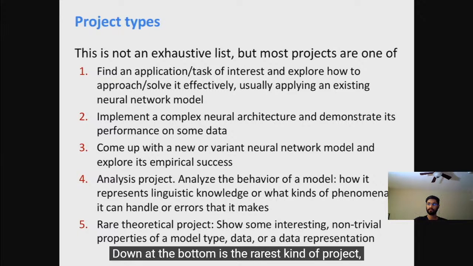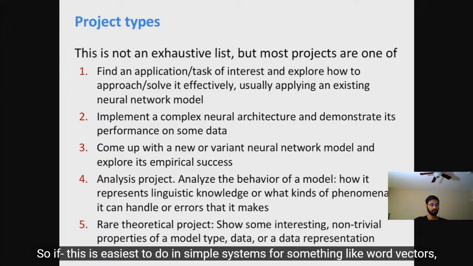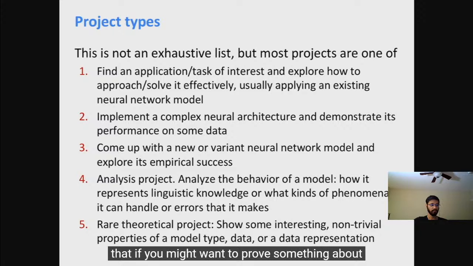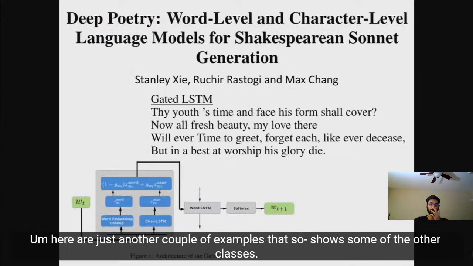Down at the bottom is the rarest kind of project, when some people try to do something theoretical, which is to prove some properties of a system. This is easiest to do in simple systems like word vectors, where you might want to prove something about the kind of spaces that are induced by word vectors and what properties you need to have in models for word analogies to work or something like that. Here are just another couple of examples that show some of the other classes.